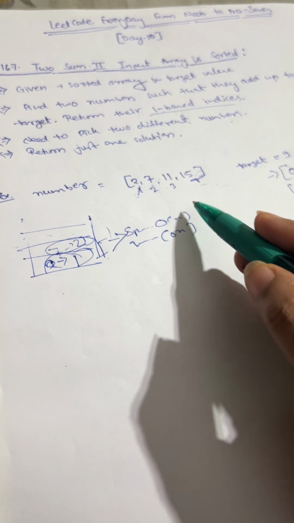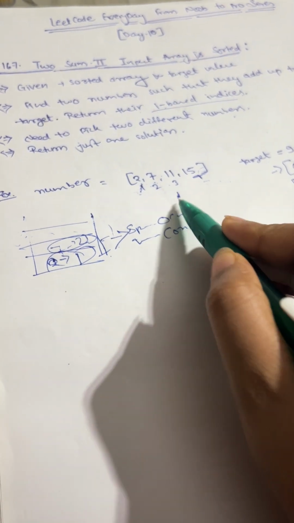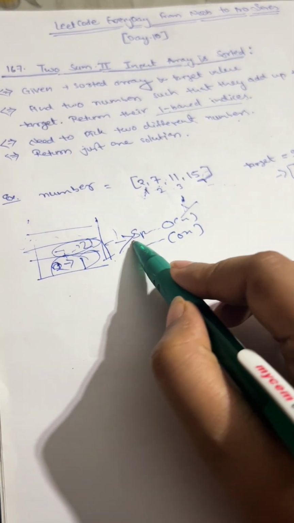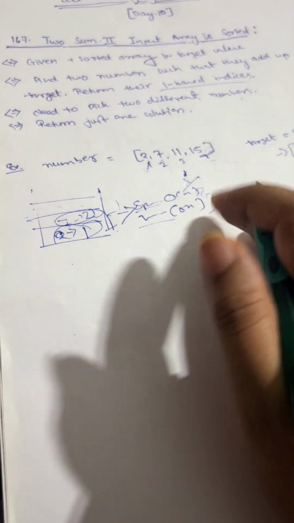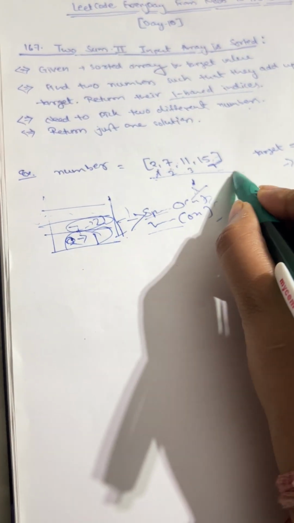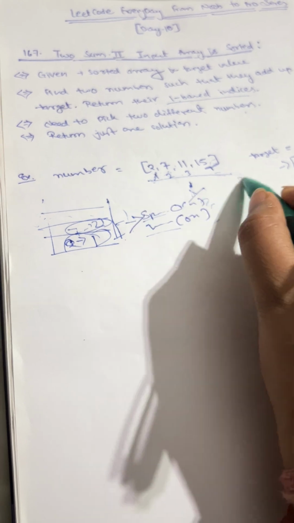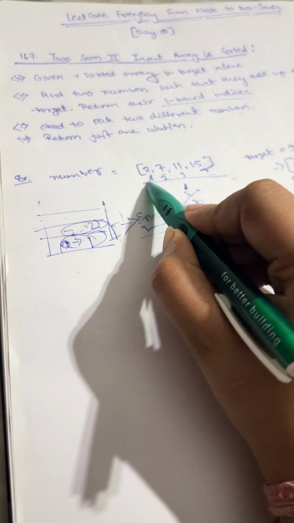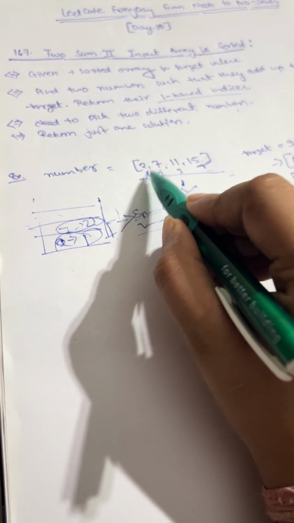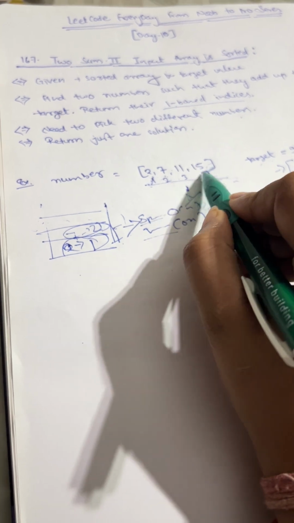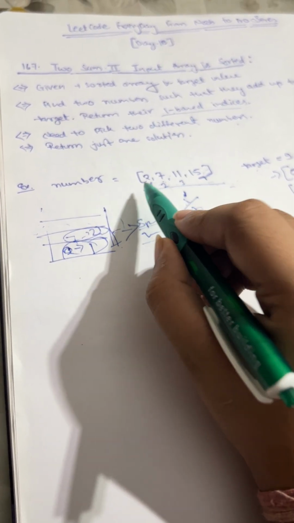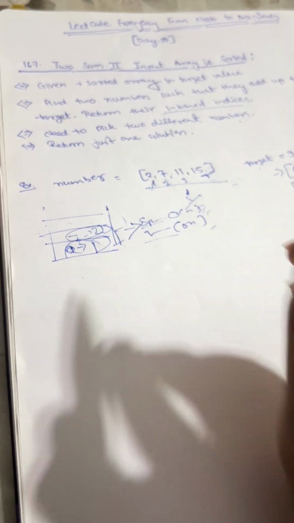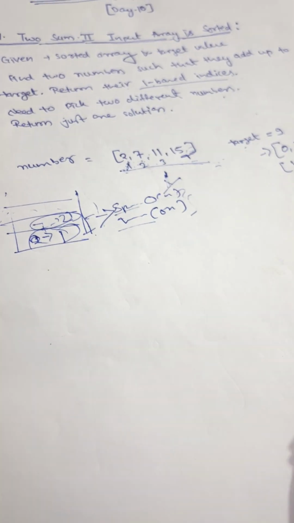But is there any method by which the space and time complexity will be less? Is there a possibility? Yes. Here, if the array is already sorted, then after this point, because it is already sorted, we are going towards larger values than 2. So what we can do is use the two pointer method.